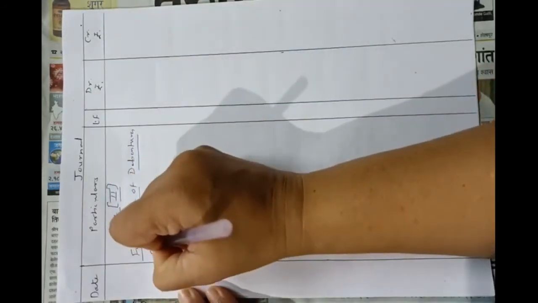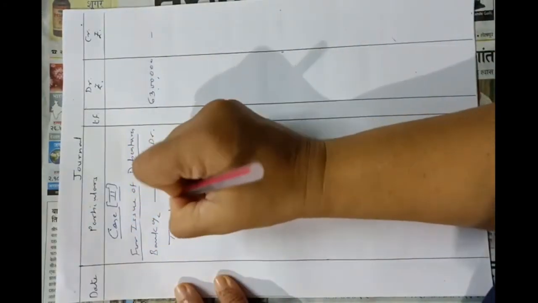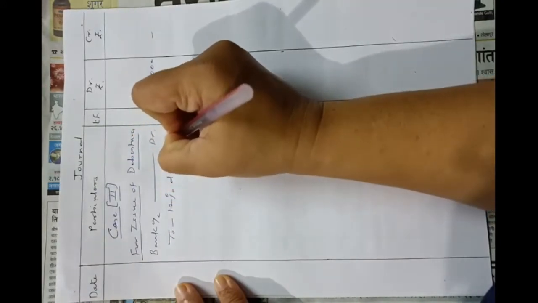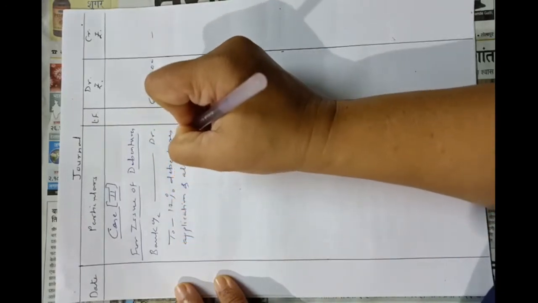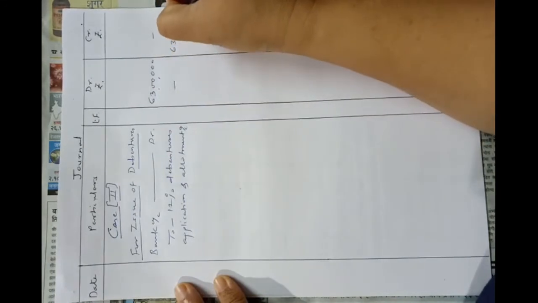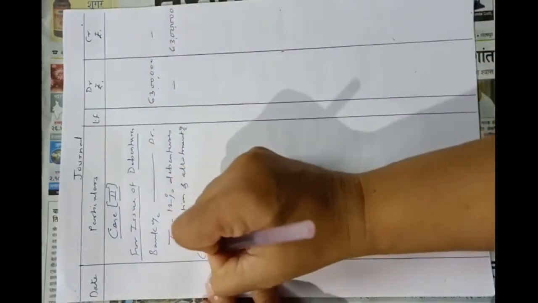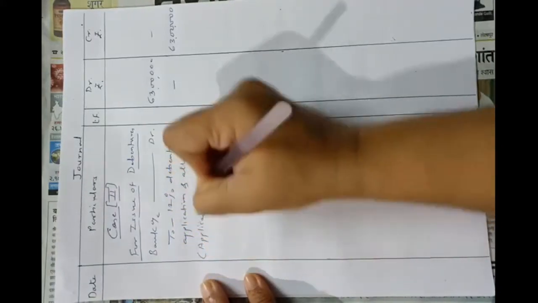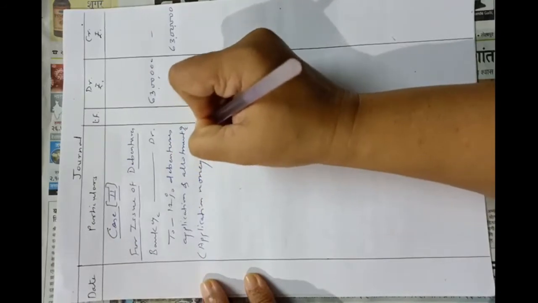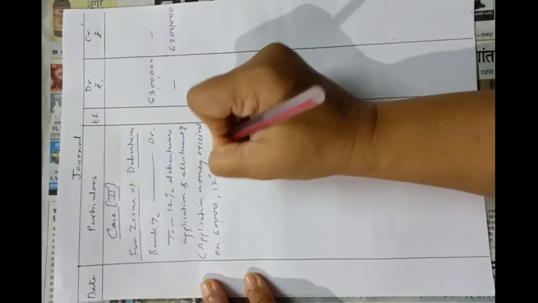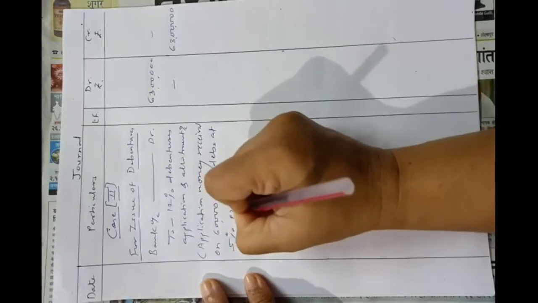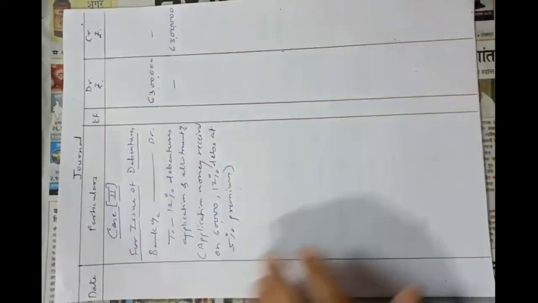So first entry will be bank account debit to 12% debentures application and allotment account 63 lakhs, application money received on 60,000 12% debentures at 5% premium. This is the narration.